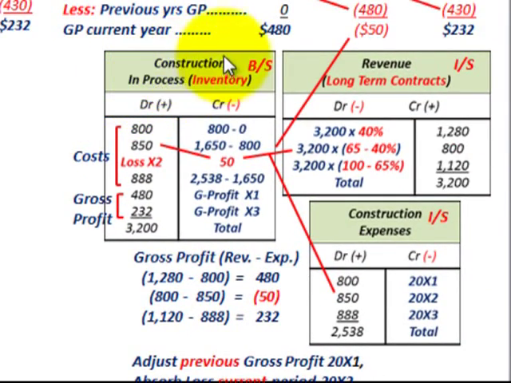So just looking at our accounts here, when you're dealing with these long-term contracts, you have a construction in process inventory account on the balance sheet, and that's where you accumulate all your costs, and any losses in this case, and also you accumulate your gross profit. And along with that, that's on the balance sheet as an inventory account. Then you have this revenue account on the long-term contracts on your income statement, and then along with that you have construction expenses for that contract on your income statement.